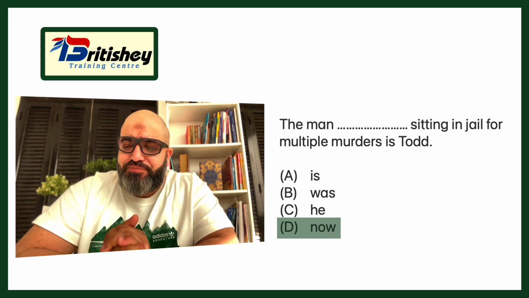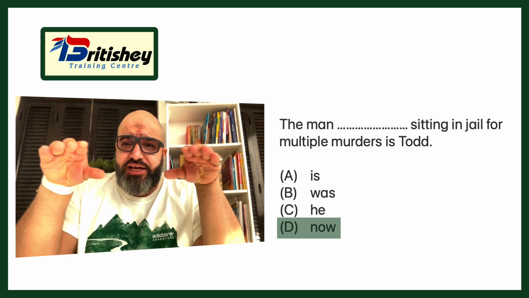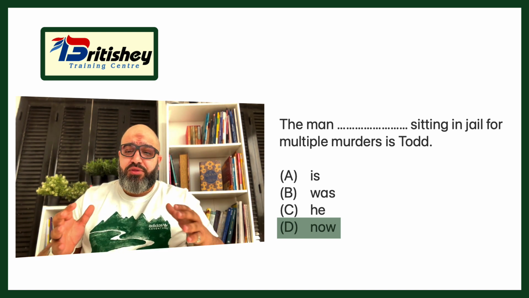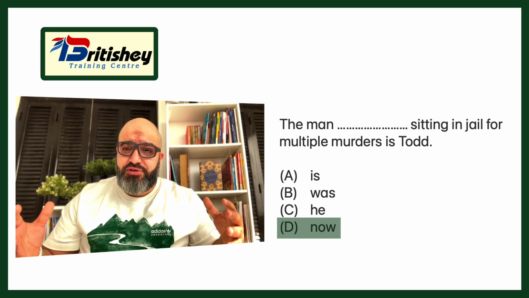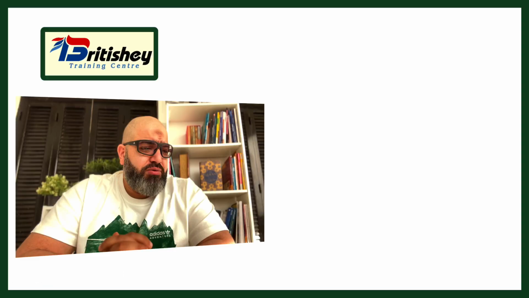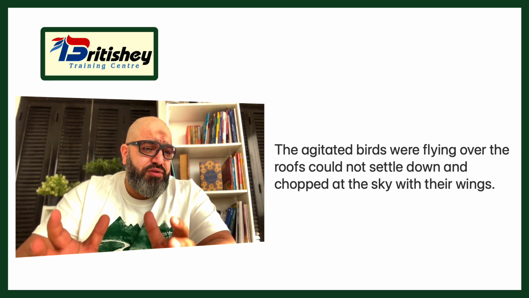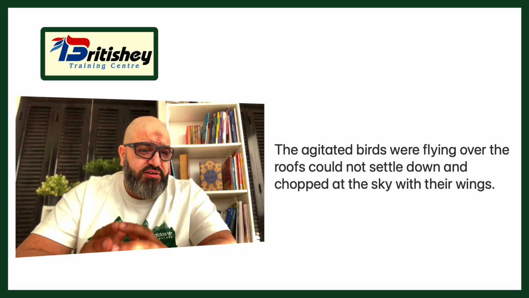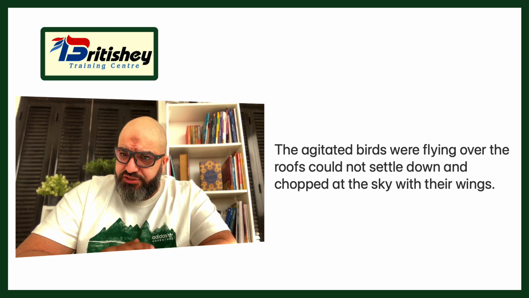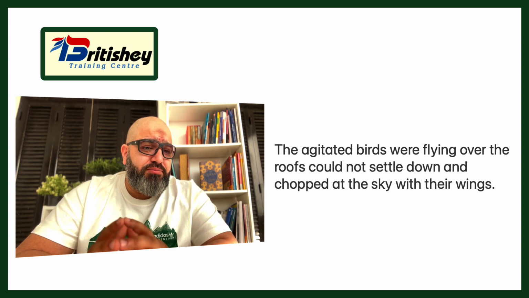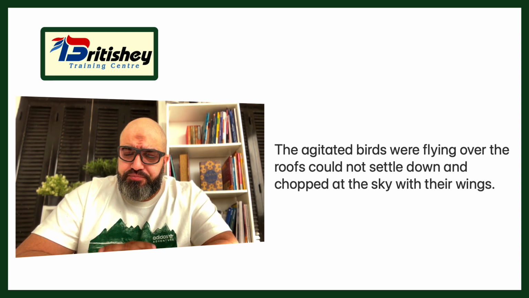Good, lovely. Now, let's check some sentences and see whether we're able to identify whether they're right or wrong, accurate or not accurate. Let's see. Right, I've got this sentence here. The agitated birds were flying over the roofs, could not settle down and chopped at the sky with the wings. One more time. Let's read it again. The agitated birds were flying over the roofs, could not settle down, and chopped at the sky with the wings.